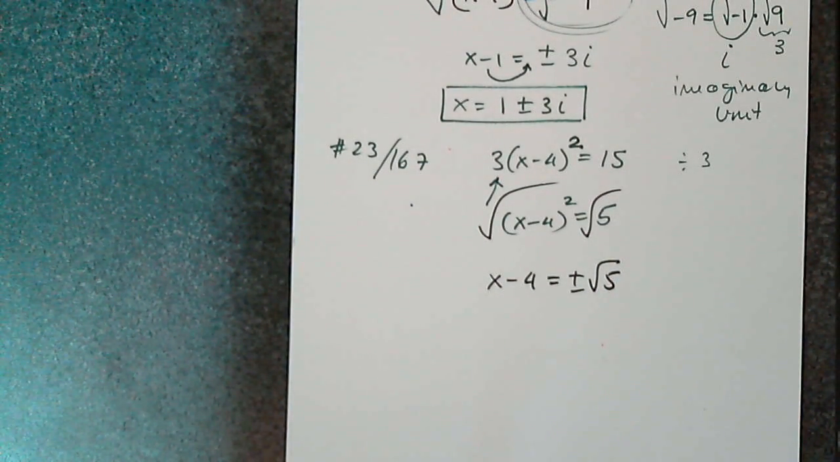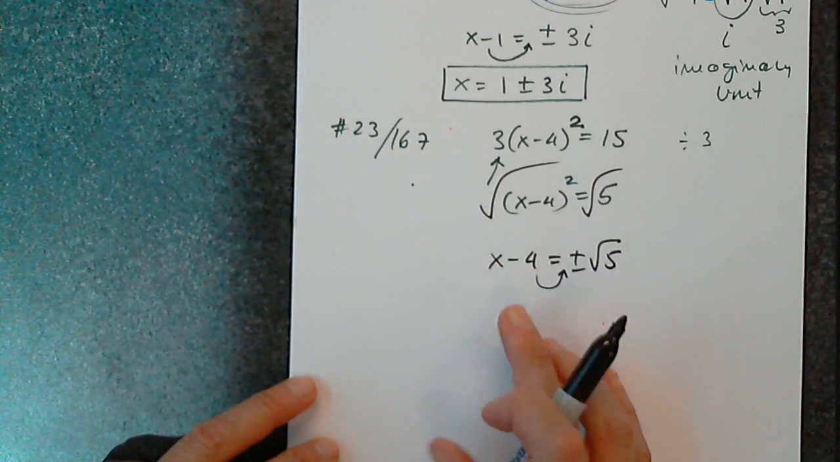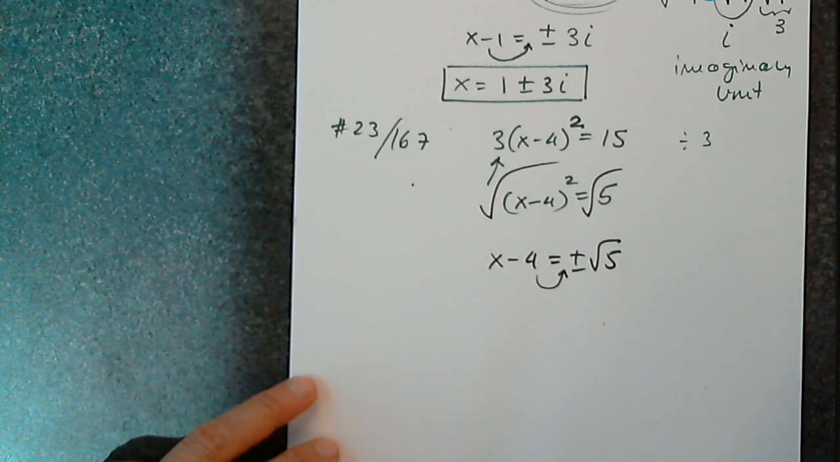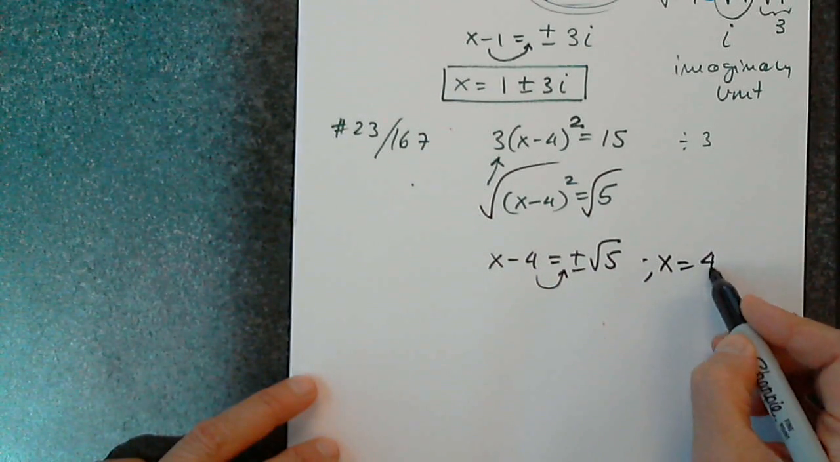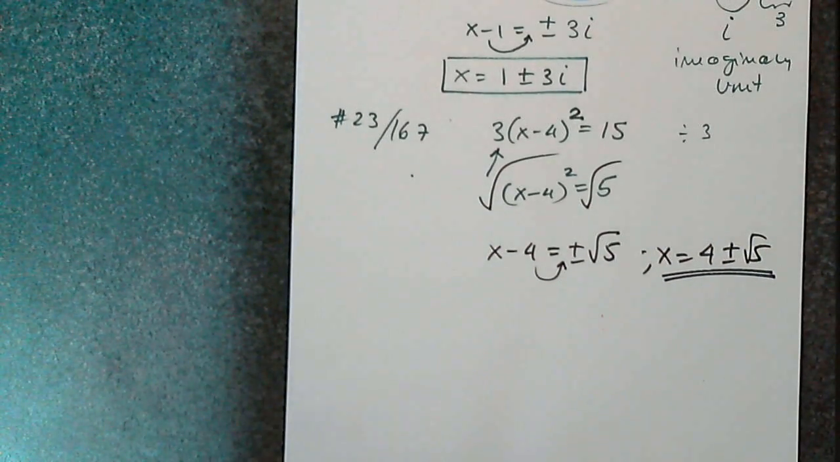And the final step would be, yes, to move 4, and I will move it right here. It was negative on this side. When I move it to the other side, it becomes positive. So that's why it's positive 4 plus or minus the square root of 5. And this is the final answer.